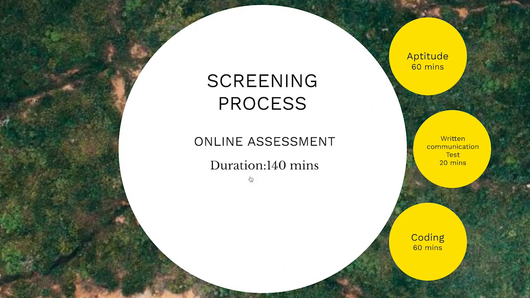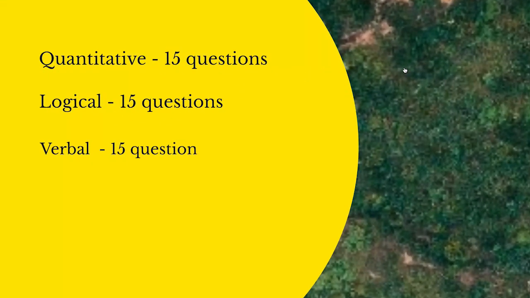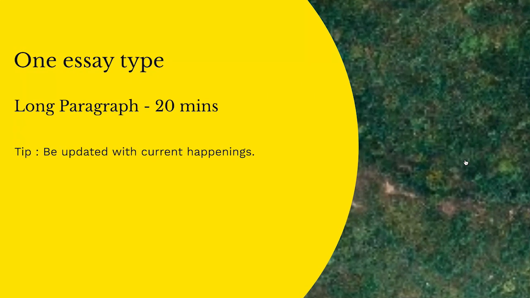Once you apply through that link, you will have a screening process, which is an online assessment with a duration of 140 minutes. It comprises aptitude, a written communication test, as well as coding. The aptitude is a 60-minute test covering 15 quantitative, 15 logical, and 15 verbal questions. Moving on, the written communication test is only one essay for about 20 minutes, and mostly it is on a general topic.